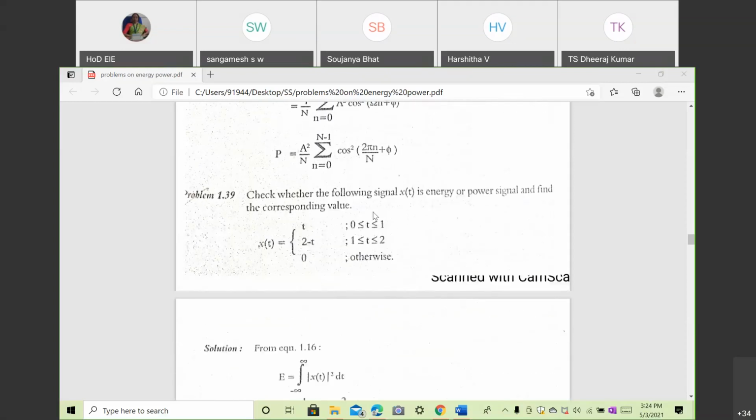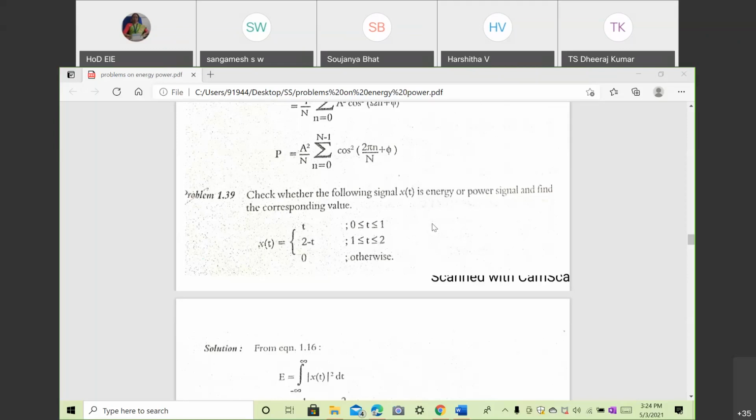And next, check whether the following signal x of t is an energy or power signal and find the corresponding value. From problem to problem you can observe that in some cases they have given a waveform, in some cases they have given an equation. In this case, they have given x of t equal to an expression and also the range. It means that one problem can be asked in many ways.